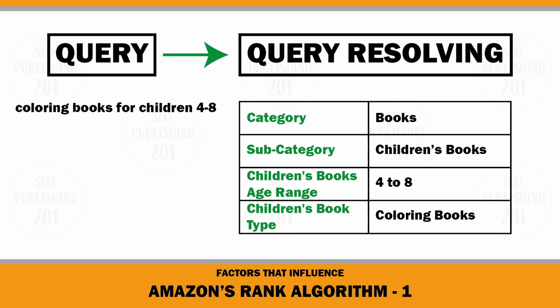Category: books. Subcategory: children's books. Children's books age range: 4 to 8. Children's book type: coloring books. This looks like a simple process, but it has lots of challenges. I mean, imagine what if customers use synonym words, root words, or misspellings. But these are not the subject of this video.